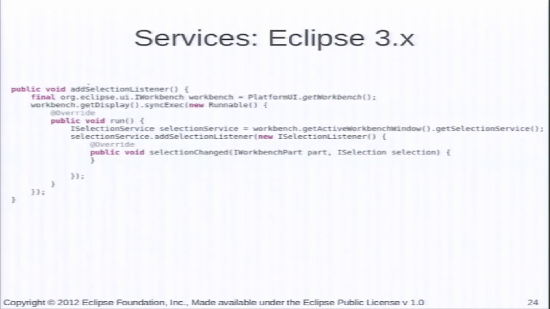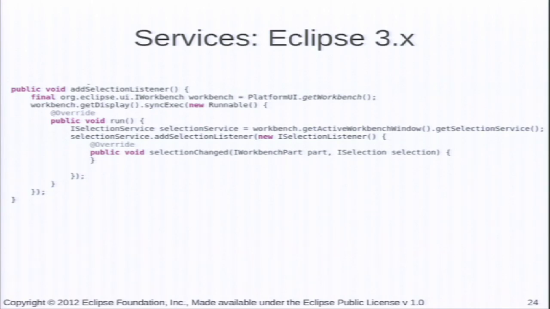In 3.0, in the 3.x stream, pardon me, we had to jump through a lot of hoops. And this is actually a simplified implementation of adding a selection listener. Basically, the workbench has this concept of selection. So when a selection occurs somewhere, the selection service kicks in and says, oh, I'll take that, and I'll tell anybody who cares that the selection has changed.